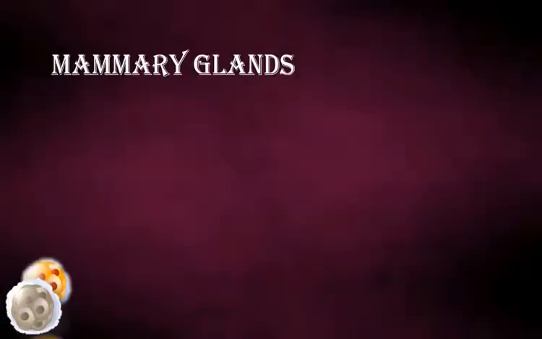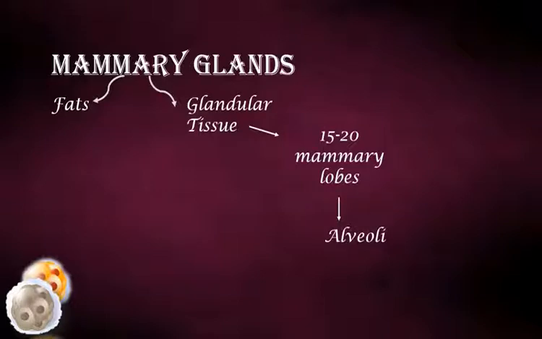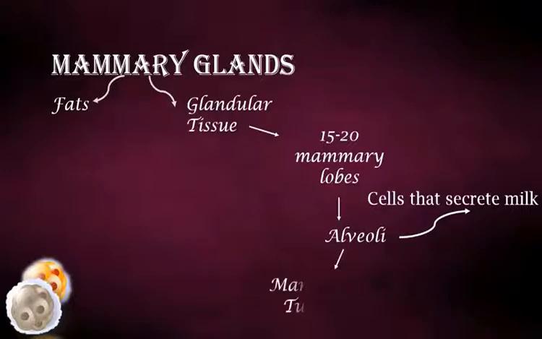Now, the mammary gland is a characteristic feature of mammals. These are paired structures containing glandular tissues and fats. The glandular tissue with the secretory cells is divided into 15 to 20 mammary lobes. Each of these lobes contains clusters of cells known as alveoli. These alveoli are important because these are the cells that secrete milk, and this milk is stored in the lumen of alveoli. These alveoli open into mammary tubules.